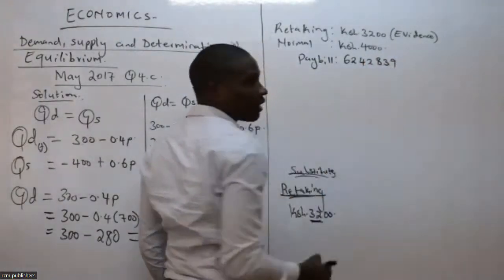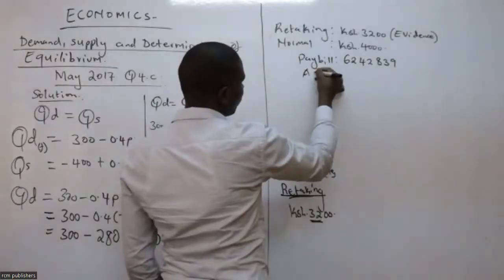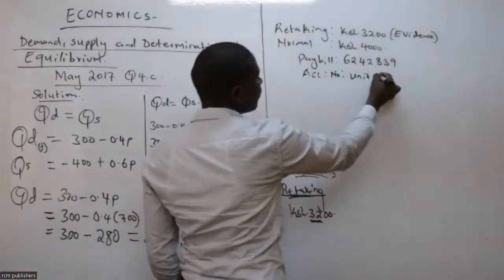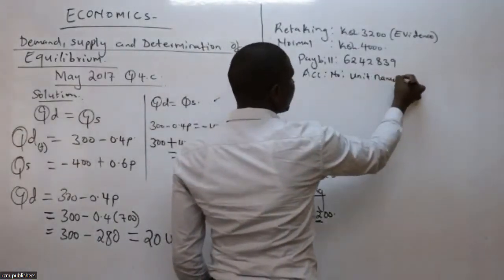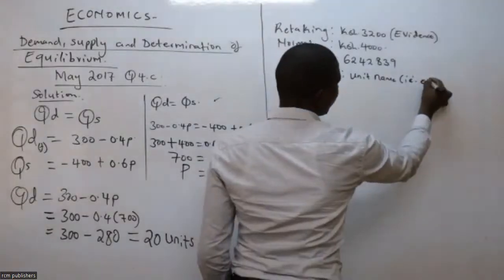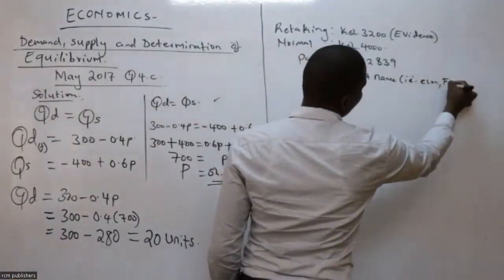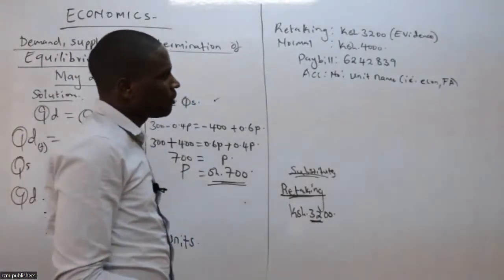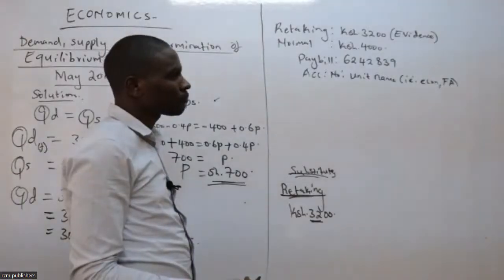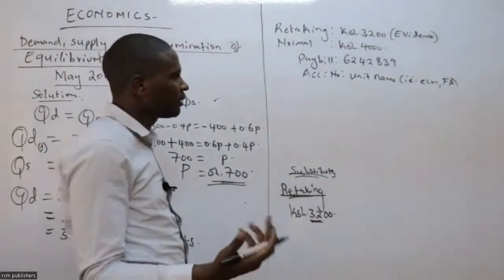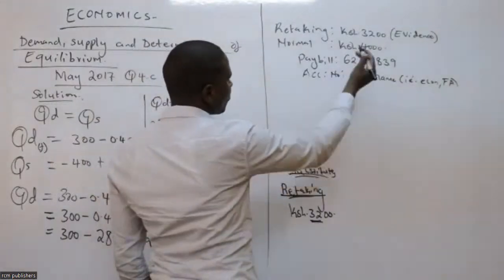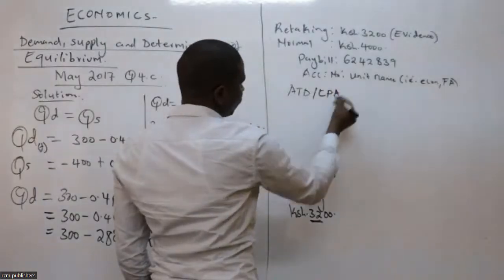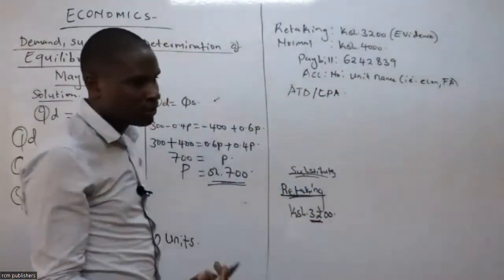62,42,839. For the account number, just put your unit name. If it is econ, put the unit name, EIE, econ, or FA if you are doing FA, like that. Any other information that I need to give you? Remember, even if you are an ATD student, these apply to ATD and CPA. For the BDA, I know you have not reached there yet.